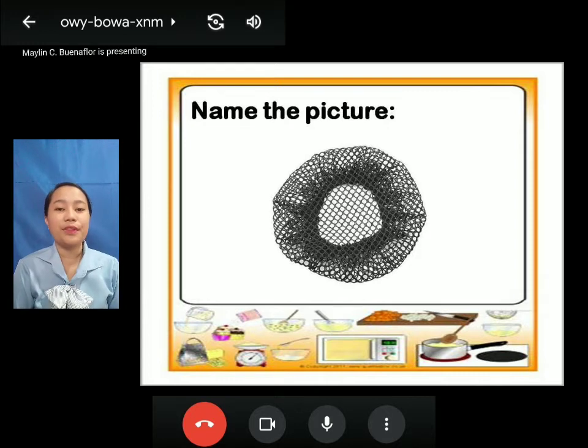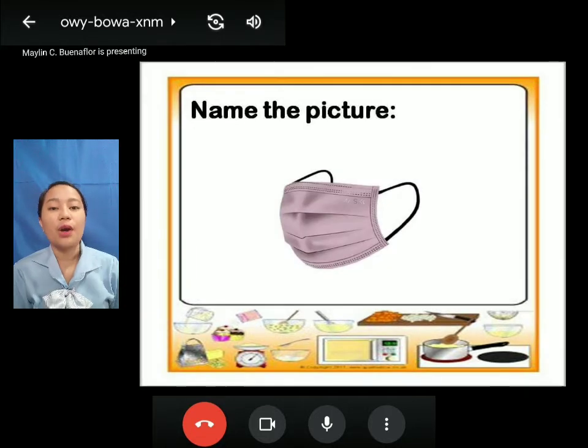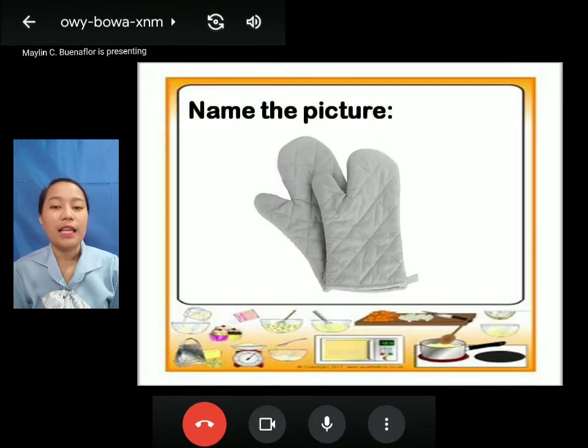Okay, let's begin with this picture. So who has an idea of what is this? Anyone from the class? Yes, Clara? Okay, very good. So this picture is a hairnet. How about this one? Yes, Claire? Very good. So this picture is a mask. For the third picture, let me call Joshua. Okay, very good again. So this picture is gloves.